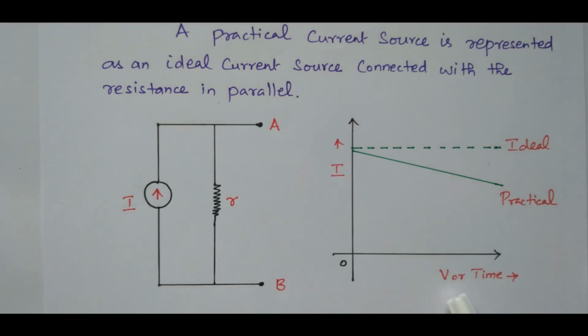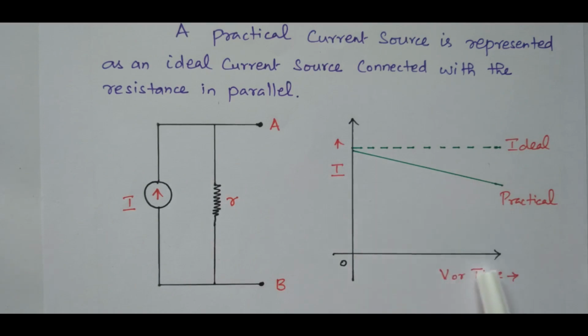This graph is drawn between current with respect to voltage. When the voltage increases or decreases, the current remains the same in case of an ideal source. But in case of a practical source, we have an internal resistance connected in parallel, so some amount will be diverted to the internal resistance. So the net current will decrease.